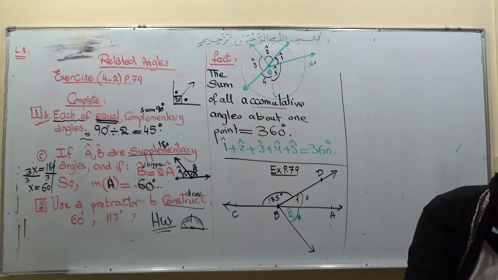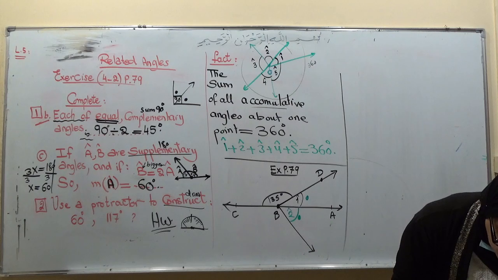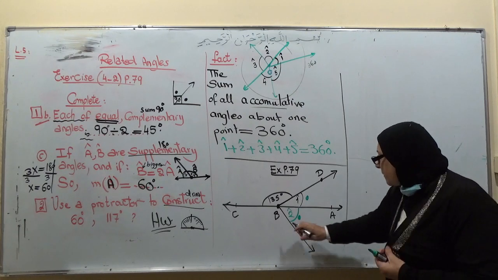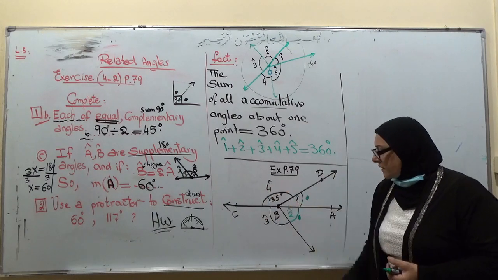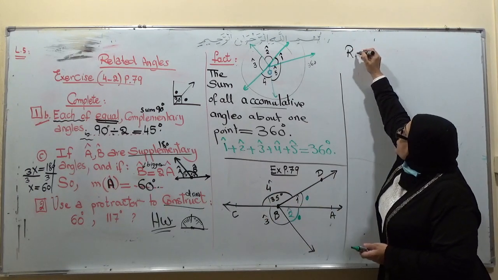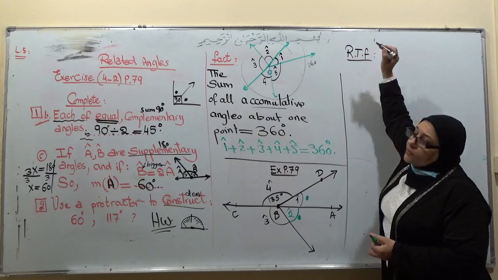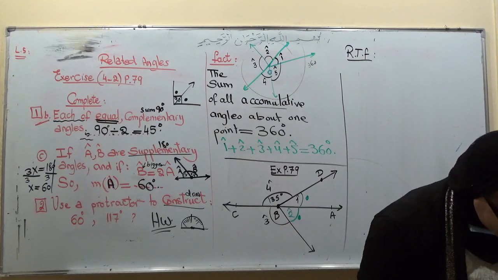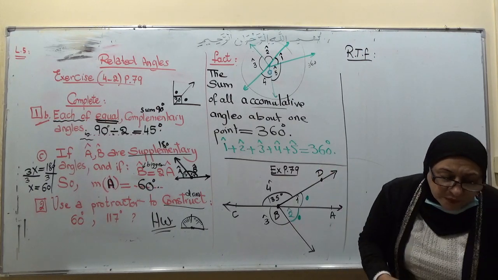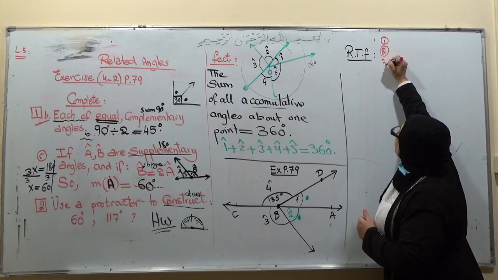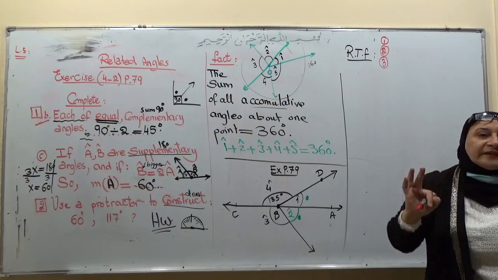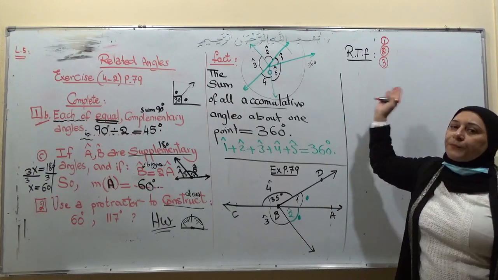What's the requirement? This angle is angle 3, and this angle is angle 4. What's the requirement here? I want from you three things: number 1, number 2, number 3. We have three objectives. We want to verify them or to prove.